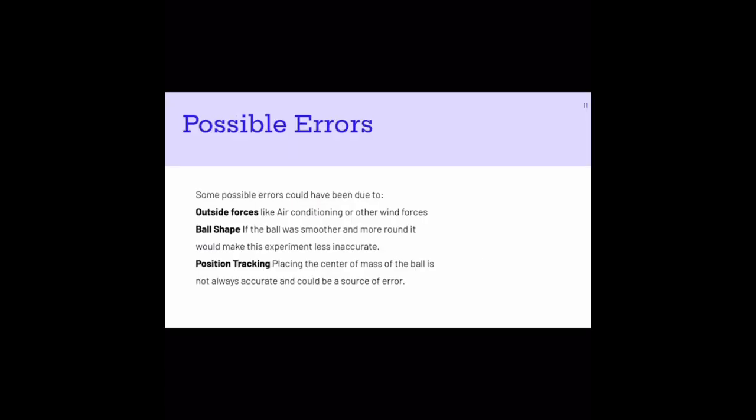Some possible errors could have been air conditioning and other wind forces that might have acted on the ball. In the ball's shape, because it had a rough exterior, it could have affected the way the ball moved, and it might not have been a perfect parabola. And position tracking, placing the center of mass of the ball, we couldn't zoom in all the way, so it might not have been the exact center.